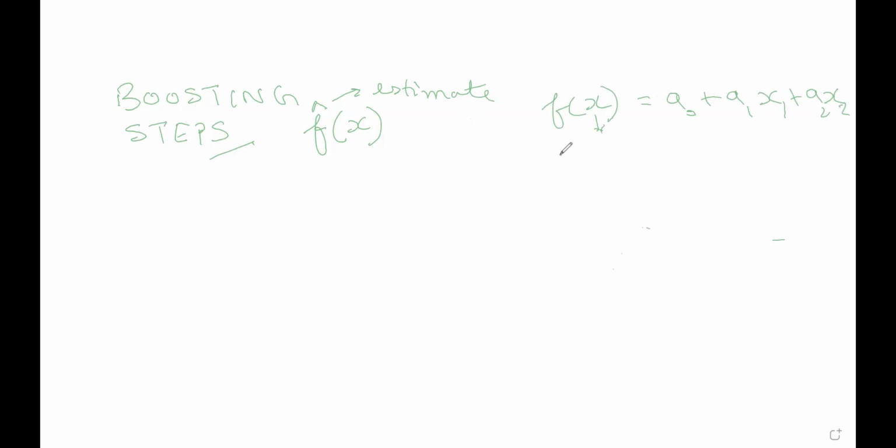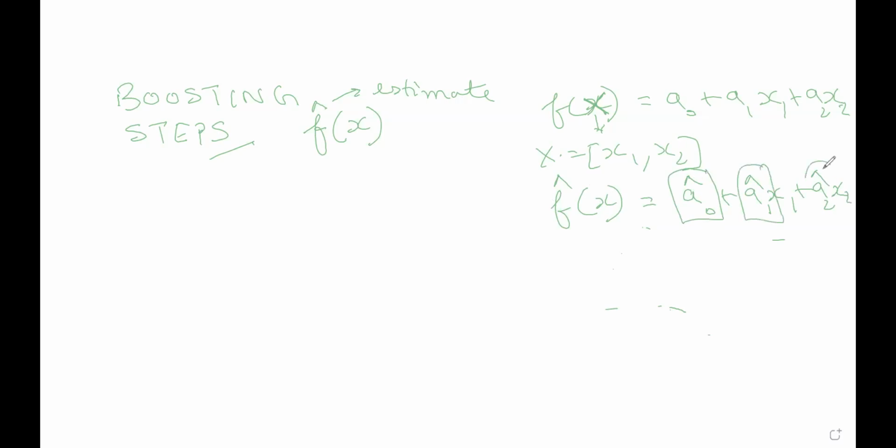So this x, I'll put it in a capital X sense, is basically x1, x2. It has two variables, so this is a bivariate distribution we might be having. I am saying this function of x, which has two variables x1 and x2, has a linear form. And when I say f cap x, it means that I have estimated the parameters. So I write a0 cap plus a1 cap x1 plus a2 cap x2. I know the value of a0 estimated from the data, a1 I know, and a2 I know.